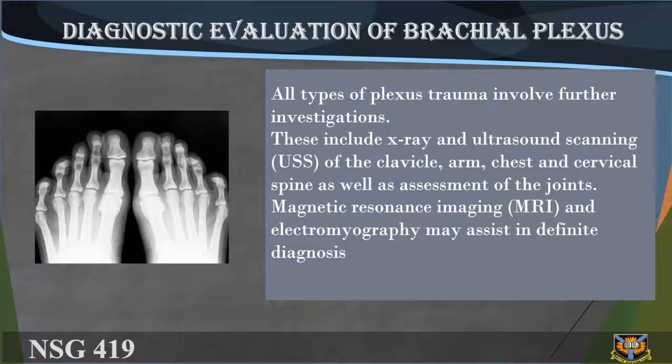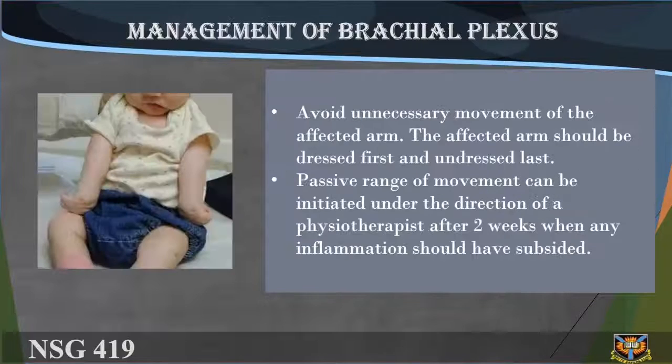Diagnostic evaluation of brachial plexus. All types of plexus trauma involve further investigations. These include X-ray and ultrasound scanning (USS) of the clavicle, arm, chest, and cervical spine, as well as assessment of the joints. Magnetic resonance imaging (MRI) and electromyography may assist in definite diagnosis.